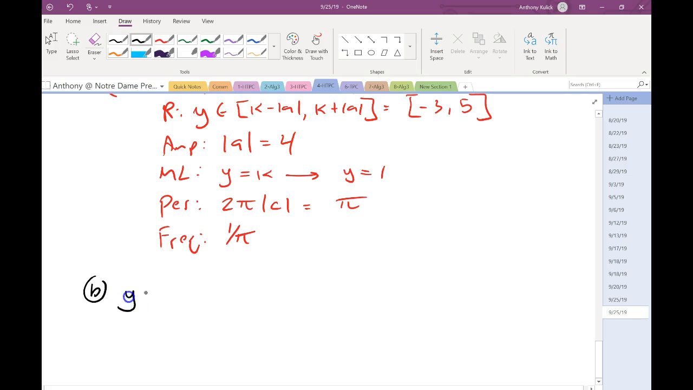Let's do one more just to make sure we got it. But that shouldn't have been too bad, right? We're just basically using these little formulas.